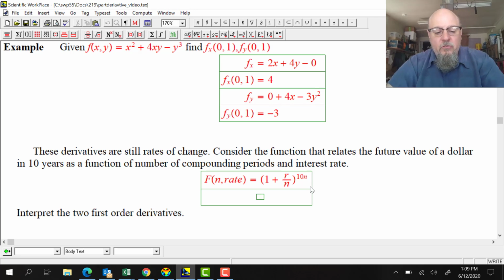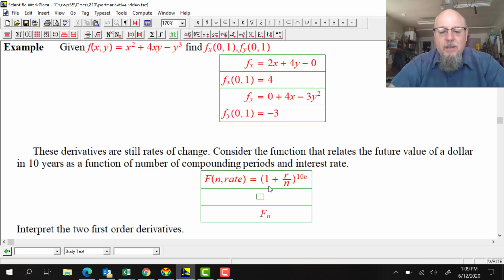I want the two derivatives. So I'm looking for f sub n. I need to take the derivative of this function with respect to n, r being a constant. My hesitation there is, this looks like it's going to be hard, because there's an n down here and an n in the exponent. The derivative with respect to r is going to be so much easier, but we still have to do the n. I'm going to use the idea of logarithmic differentiation. I'm going to take the ln of both sides, because when I take the ln of this, the 10n comes down out front. So I think it's going to make my math easier.